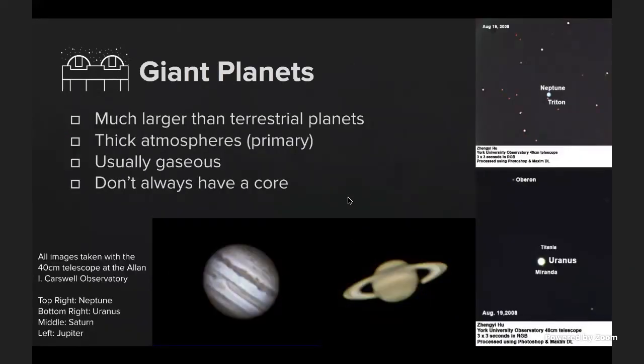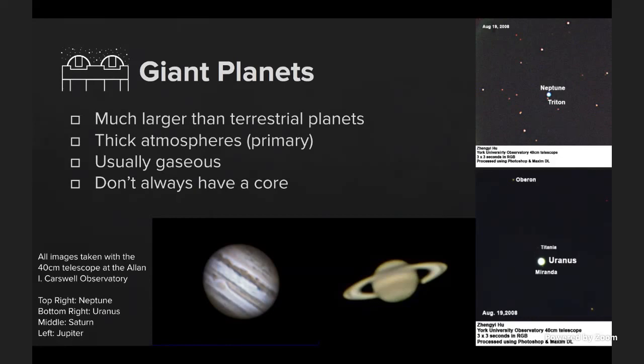Giant planets are planets that are much more massive than terrestrial planets. In our solar system, the giant planets are the 4 Jovian planets Jupiter, Saturn, Uranus, and Neptune, which are the 4 planets furthest from the sun. They do not necessarily have solid cores, and therefore some have no solid surface. They usually are gaseous, with thick atmospheres composed of helium and hydrogen. All of the 4 Jovian planets are gaseous.